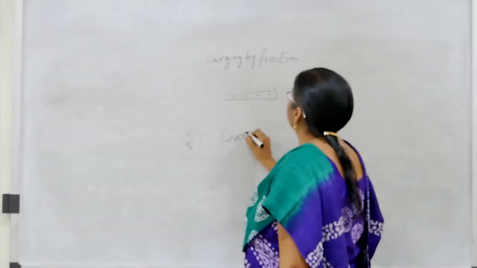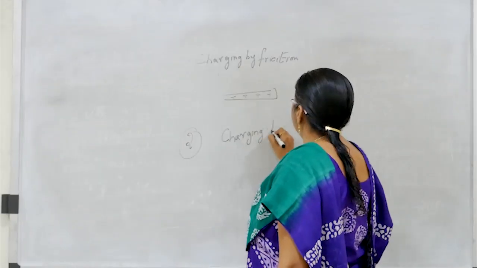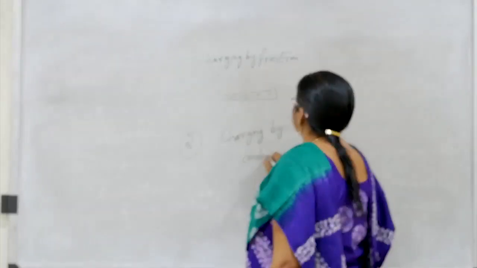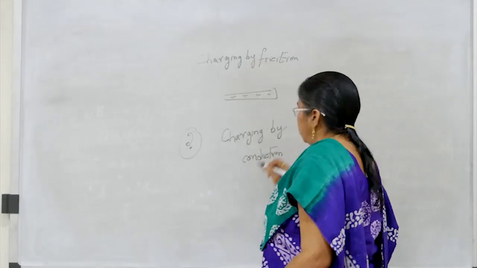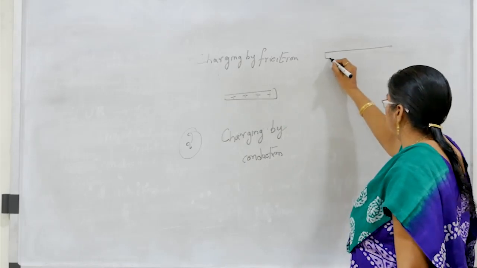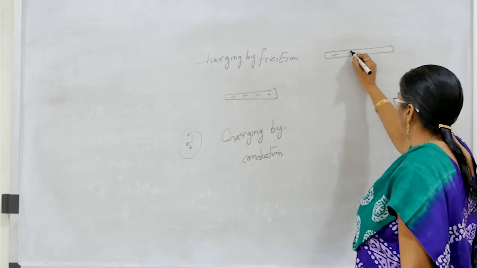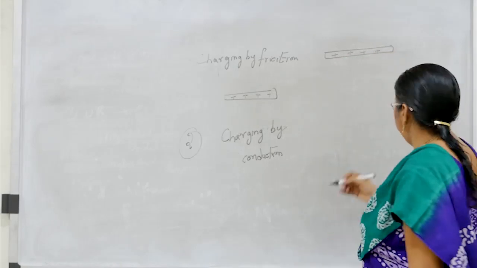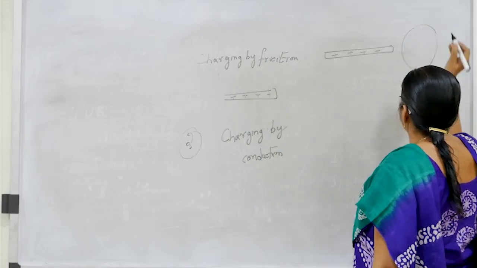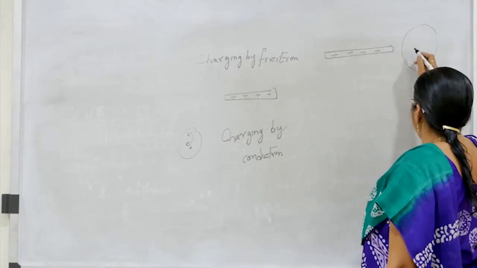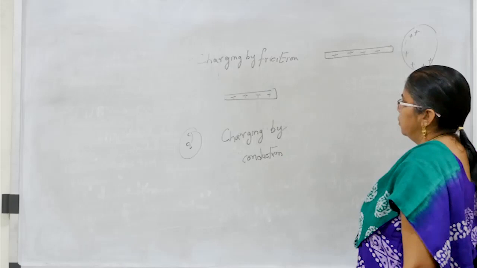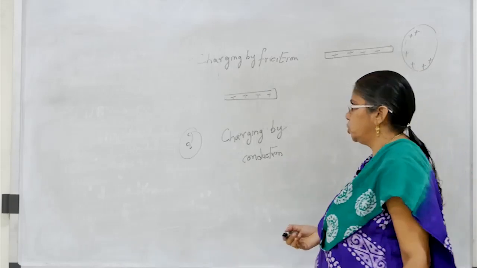Next, the second one is charging by conduction. For this, if I take a positive body and I place a neutral body near it, what happens is the positive charge gets transferred to the neutral body. This is known as charging by conduction.